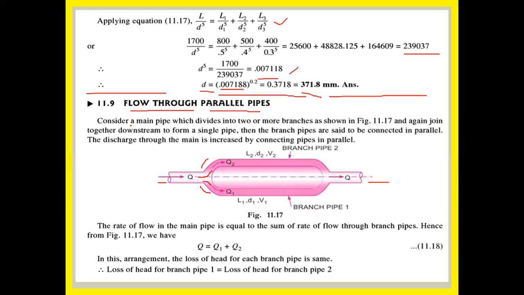Okay now, consider a main pipe which divides into two or more branches as shown in the figure, and again joins together downstream to form a single pipe. Then the branch pipes are said to be connected in parallel. So what is the meaning of the sentence? The pipe is like this and it is taking another direction. Okay, this is the pipe and it is taking this direction.